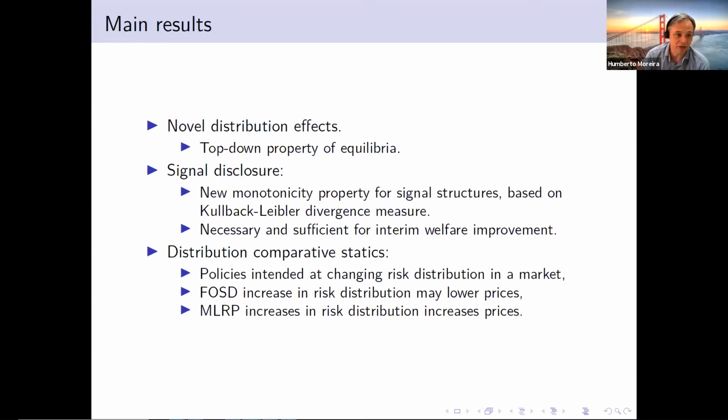So the novel effects, what are the main results you're going to get from this exercise? So first of all, yes? I didn't quite understand. Are you saying that you're going to select one equilibrium by looking at a perturbation?